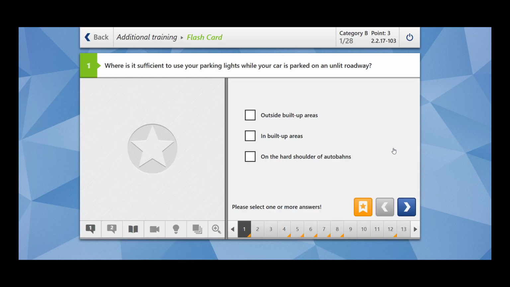So let's begin. Where is it sufficient to use your parking lights while your car is parked on an unlit roadway? Unlit roadway means a roadway without any light. So in built-up areas, you can use only your parking lights.